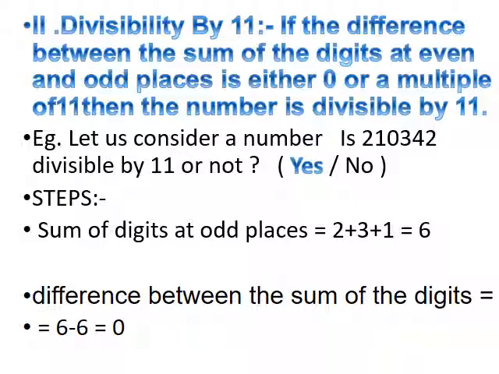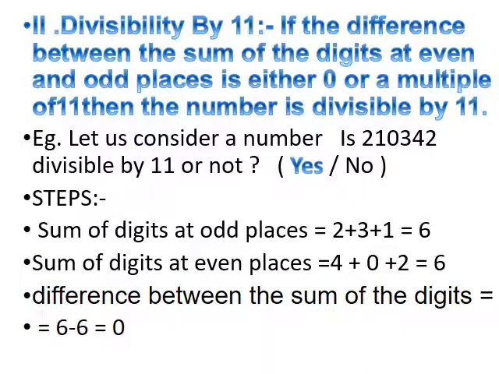Let's add them. The sum is 6. Then take the sum of the digits at even places. The digits are 4, 0 and 2. Its sum is again 6. If you take the difference between the sums, it is 6 minus 6 equals 0. And as 0 is divisible by 11, the number is divisible by 11. If the difference is 1, 2, 3 or any number which is not divisible by 11, then the given number is not divisible by 11.